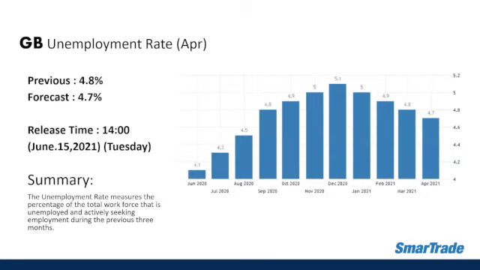Followed by the unemployment rate for the UK for the month of April. The previous data was 4.8% and forecasted at 4.7%, released yesterday at 2 p.m. For the month of April, the unemployment rate was unchanged at 4.7%, so it did not beat the previous data.